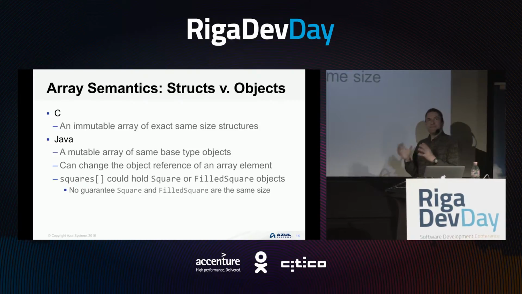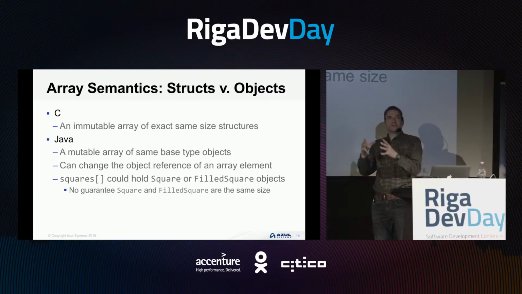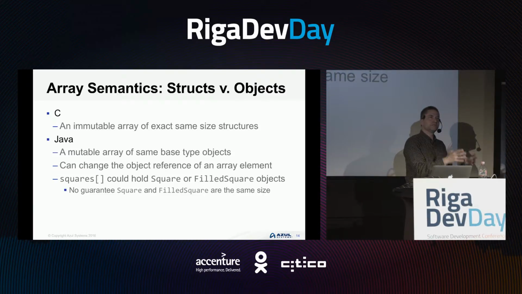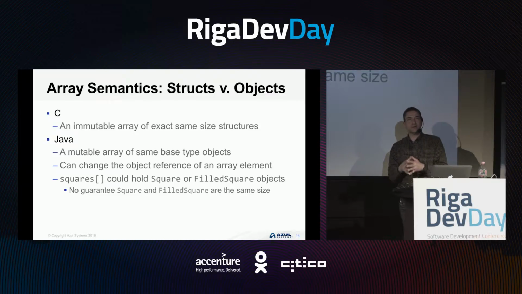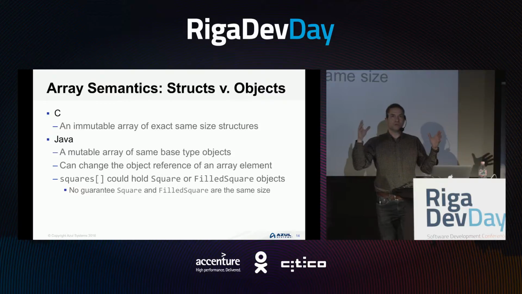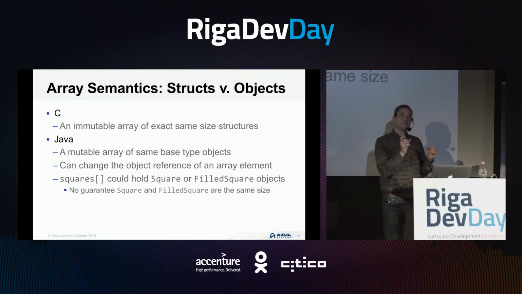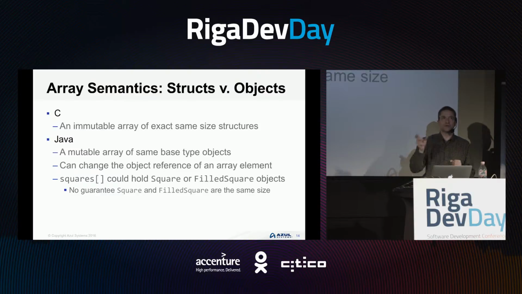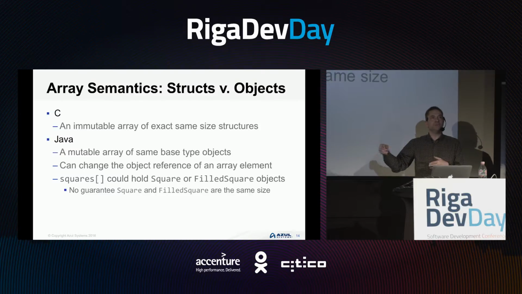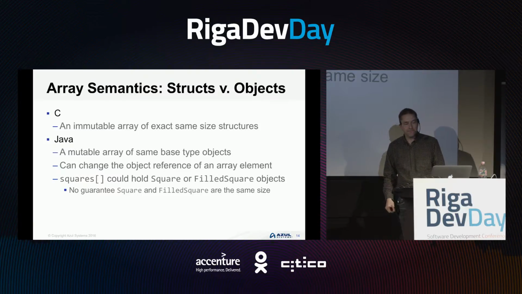So looking at the semantics of how structs work versus how objects work, in C, what you've got is an immutable array of exact same size structures. Once you've created an array of structs in C, you can't change it. You can't make it bigger, you can't make it smaller. It is what it is. And the things that are stored in there are the structs that you've defined in that array. So you can't change those in terms of their underlying structure. You can change the values in them, but you can't change what they contain. Can't change their size, can't change how many there are.